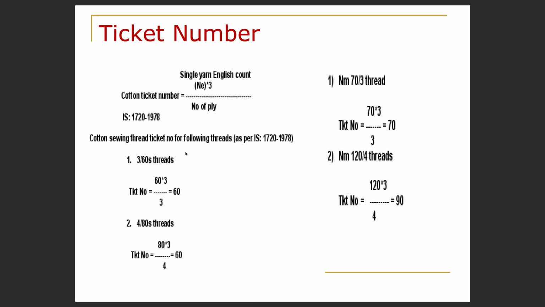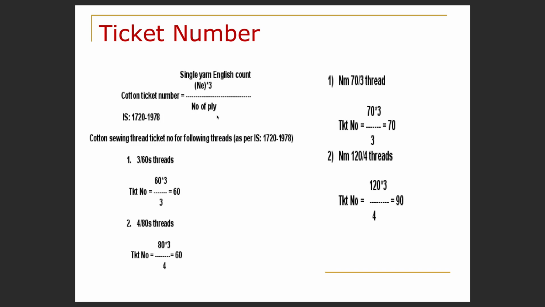That is why we multiply the single yarn count by 3, because the cotton ticket number gives the weight of 3 lbs instead of 1 lb as in the case of cotton yarn. So how is the calculation done to evaluate the ticket number for any sewing thread? The single yarn count, which is given in NE, is multiplied by 3 for the reason that I mentioned, and divided by the number of plies, the number of plies which make that sewing thread.